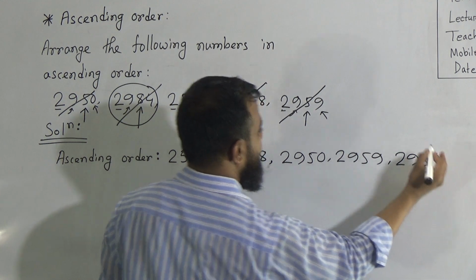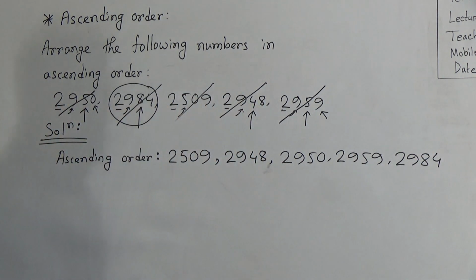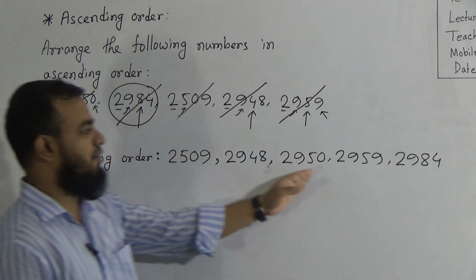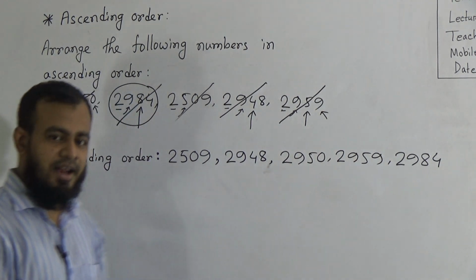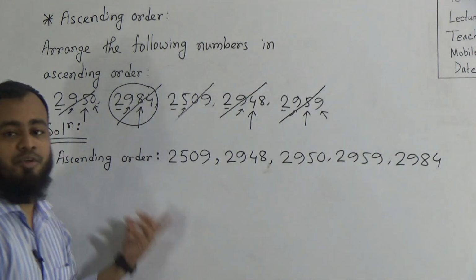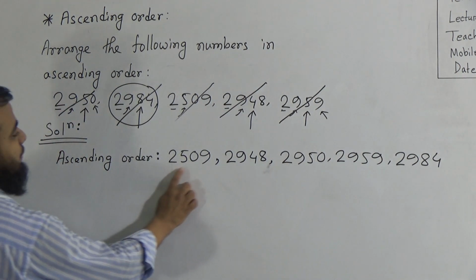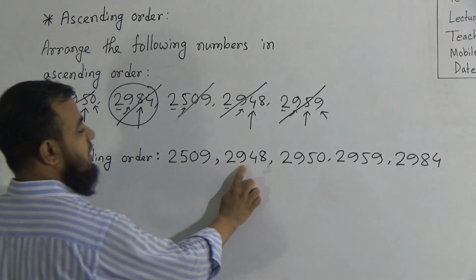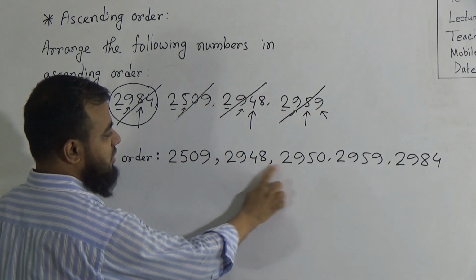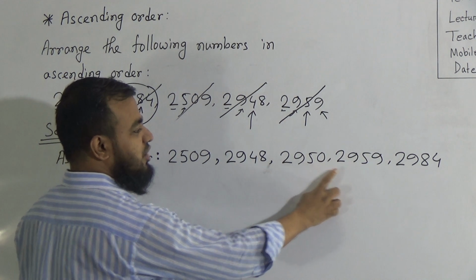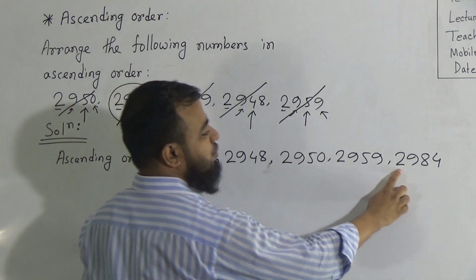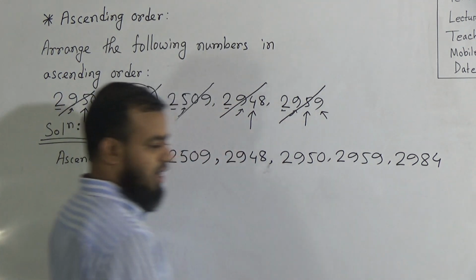Now, my students, look at the board. I have already written down the ascending order, because I have written down all the 5 numbers by arranging them in ascending order. That means from smaller to greater I have already arranged. The numbers are 2509, 2948, 2950, 2959, 2984. This is our answer.